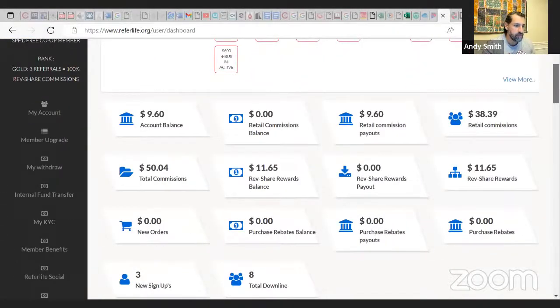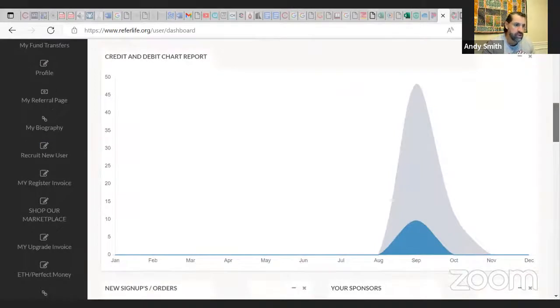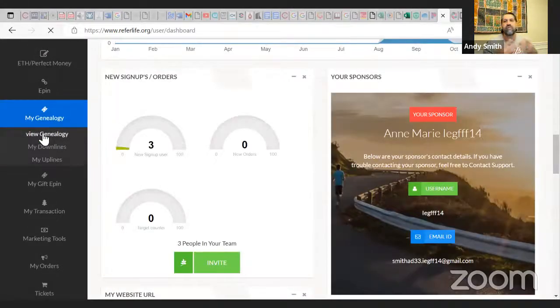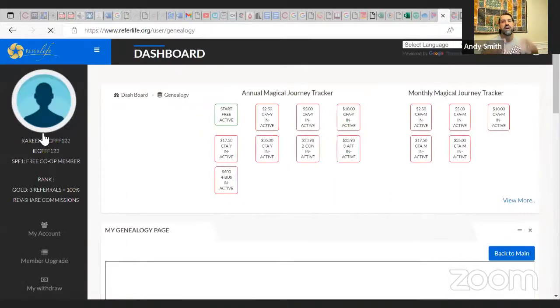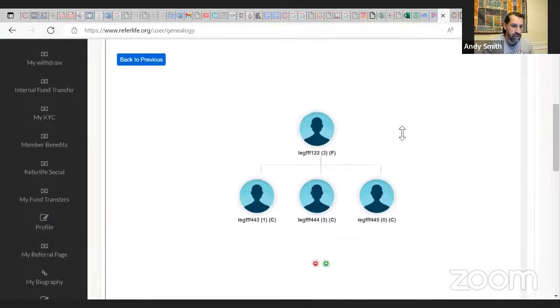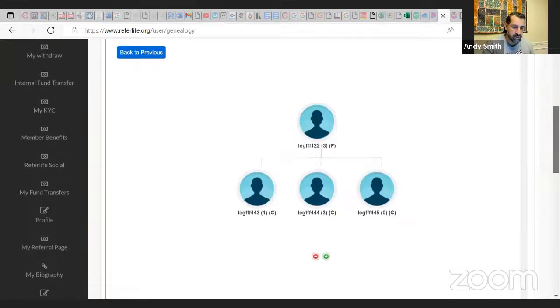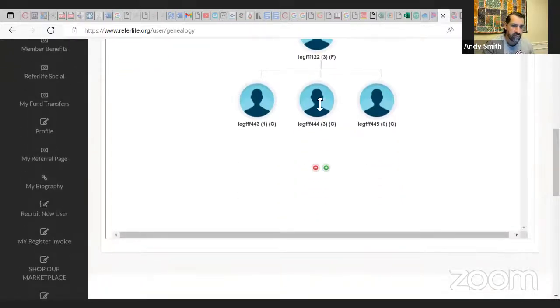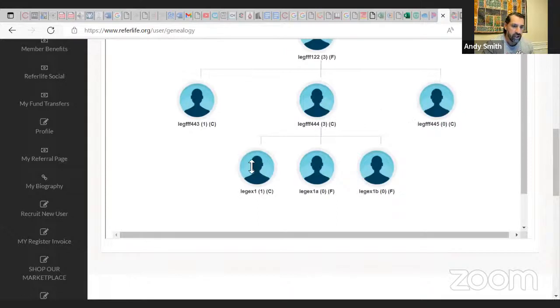Okay, so now let's look at Kareem's genealogy, because I want this to be very clear to you guys that are watching this. This is important. Kareem is 122, correct? Then we went down to, I believe, Ramon, who is 444, okay? Then we went here, and this is what got upgraded. That means that we're going to see money commissions that went up 2 levels, okay?